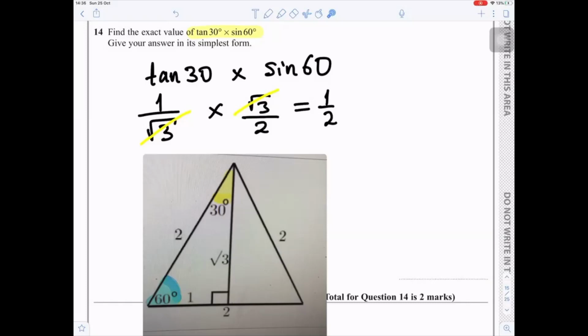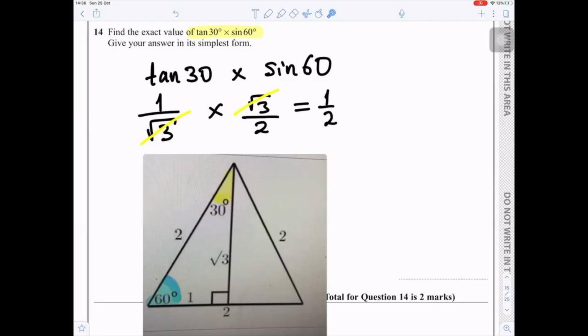Tan 30 degrees is opposite over adjacent. From 30 degrees, opposite is 1, adjacent is root 3. So it's 1 over root 3. Sine 60 degrees, opposite over hypotenuse. Opposite is root 3, hypotenuse is 2, root 3 over 2.